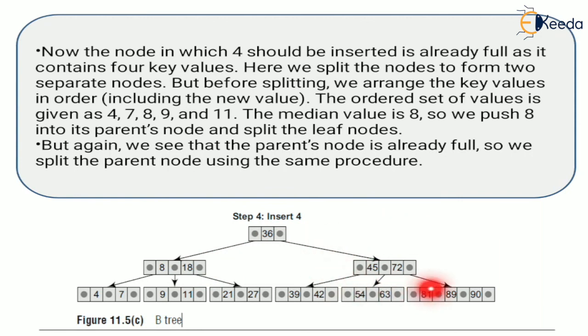18, so 36, 45 and 72. 45 and 72 are placed at the right hand side. 18 is placed over here with 8. And again we are shifting 36 to its parent node. In this way, we can shift the node to its parent. If the condition of m minus 1 is true, then again we split the node into two parts. And the same procedure continues to insert a new element inside the B tree.